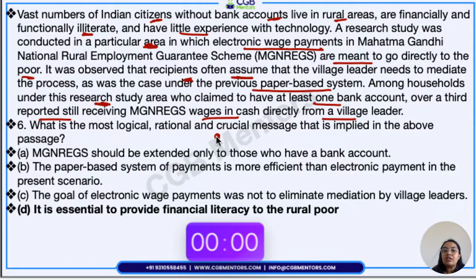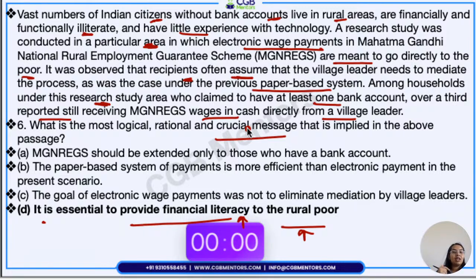Now, what is the crucial message that we get from here? It is essential to provide literacy to the rural poor so that they don't depend on this village leader और direct उसका benefit जो है wages का वो ले सके. दिस इज द मैसेज. आफ्टर रीडिंग ऑल द डिटेल्स आप खुद ही सोचोगे, अरे यार अगर थोड़ा और इन लोगों को लिटरेसी होता तो दे वुड हैव टेकन डायरेक्ट बेनिफिट एंड उनको किसी पर डिपेंड नहीं होना होता, ना. दिस इज अ नेचुरल थॉट दैट कम्स आफ्टर रीडिंग दिस पैसेज.